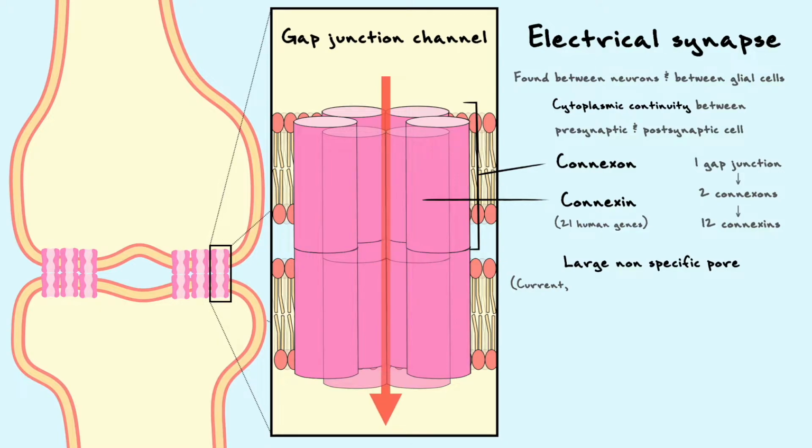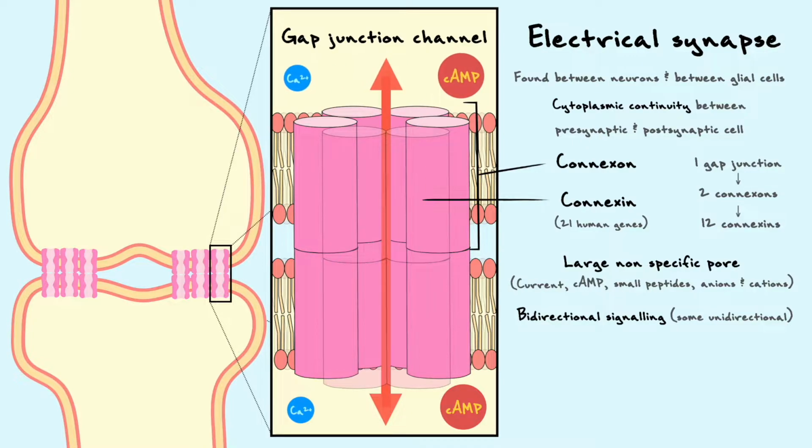The big diameter pore also allows metabolic signals such as cAMP, small peptides, as well as inorganic anions and cations like calcium to flow through. Because the cytoplasm is continuous through these gap junctions, signaling in electrical synapses can be bidirectional, but due to the diversity of connexins, some gap junctions only allow current to flow unidirectionally.